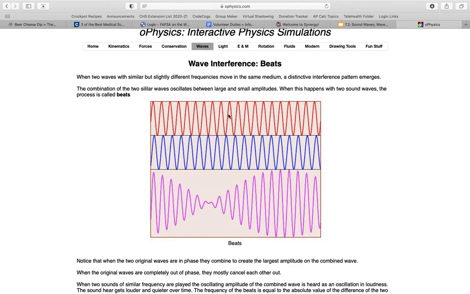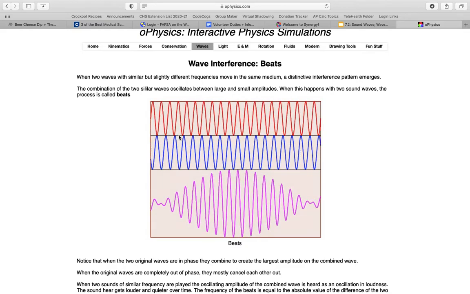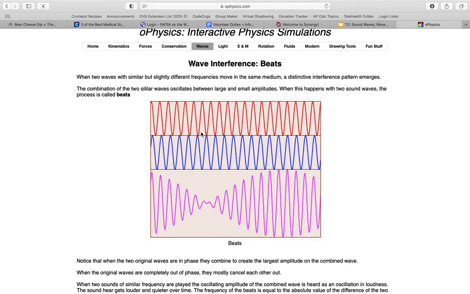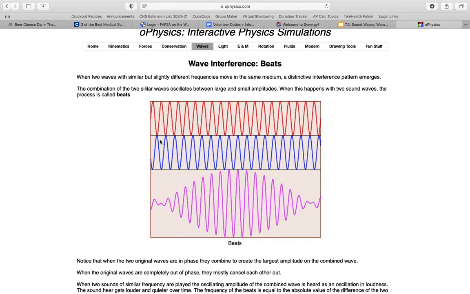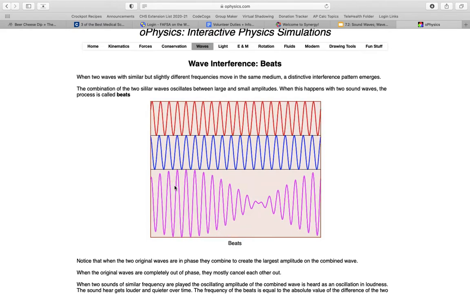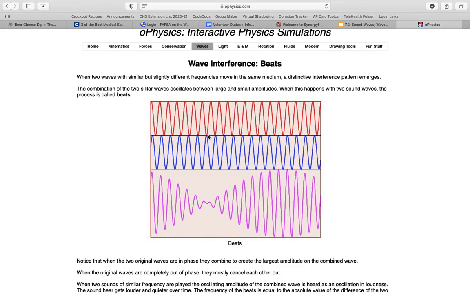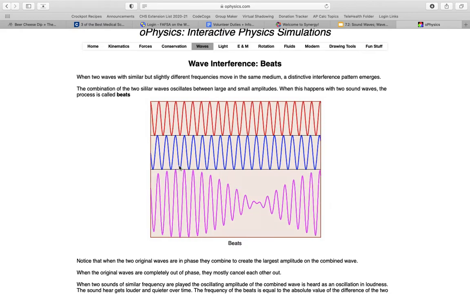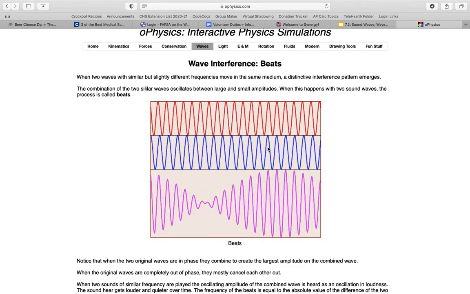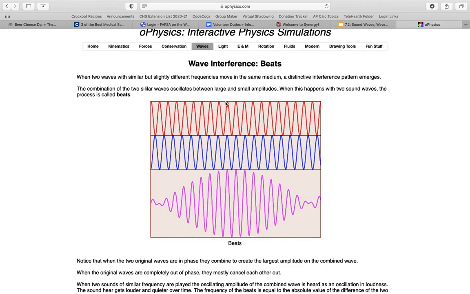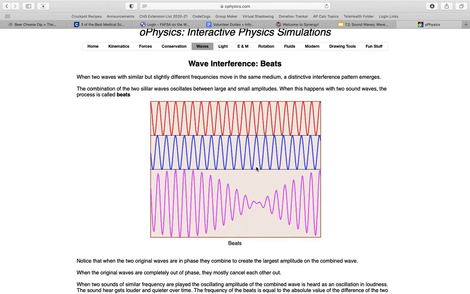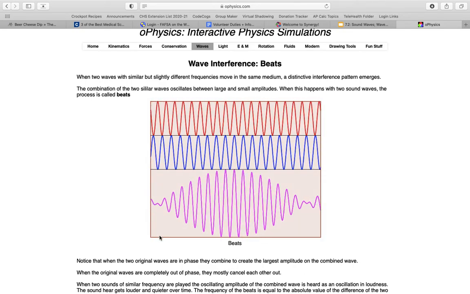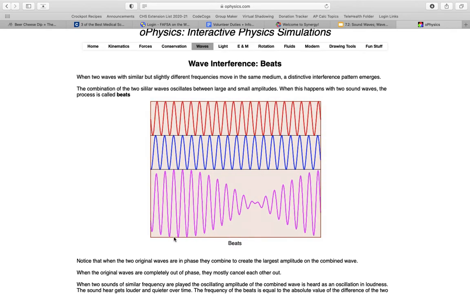This is what I'm saying right here: see how our waves are very slightly offset? If we follow my mouse, we can see they're not exactly lined up. So we're going to have some areas, say right here, where the crest of the blue wave lines up with the trough of the red wave. And then we're going to have other areas where the crest of the blue wave lines up with the crest of the red wave. So we're going to have areas of destructive interference, a very small amplitude, and constructive interference, a very large amplitude.